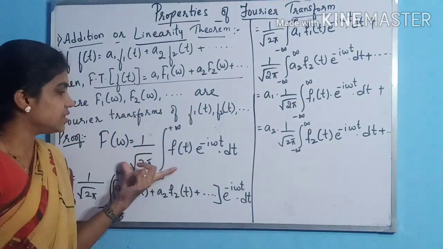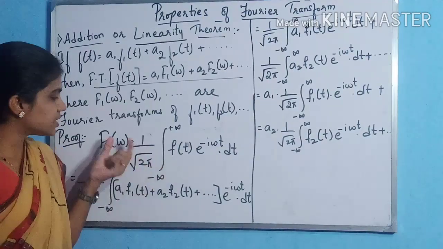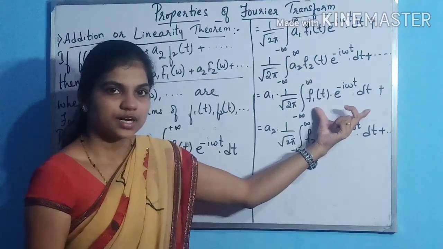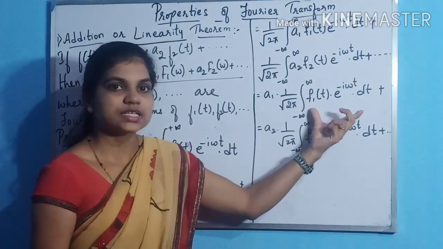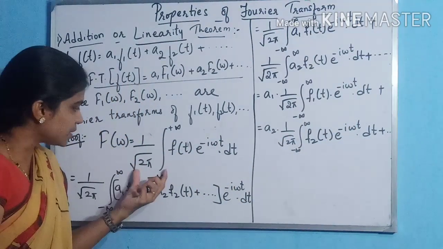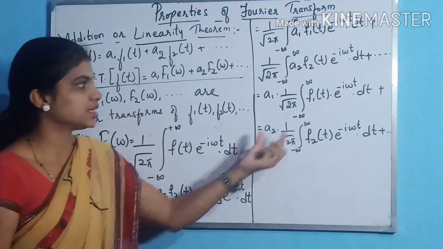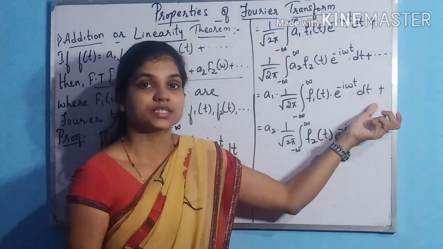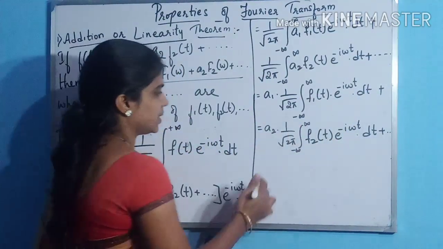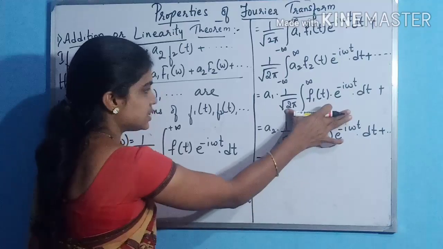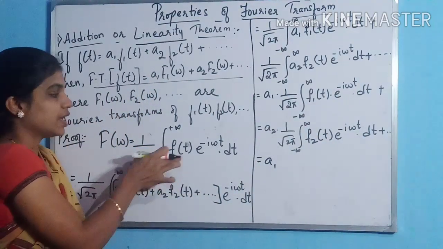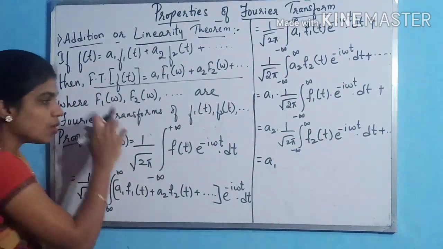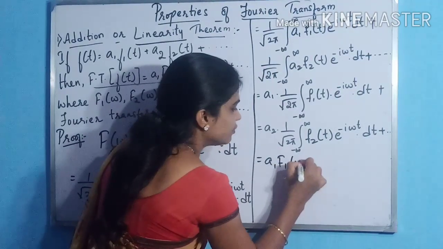Now, if we see the definition of Fourier transform, we see that this particular part of our proof is similar, right? That is 1 by root 2 pi integral of f of t e raised to minus i omega t. Here we have 1 by root 2 pi integration f1 of t e raised to minus i omega t dt. So a1 is going to remain the same, and this part is nothing but the Fourier transform of f1 of t. So what is the Fourier transform of f1 of t? It is F1 of omega. So I will write it as a1 F1 of omega.